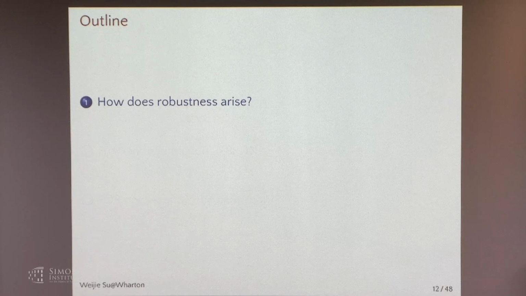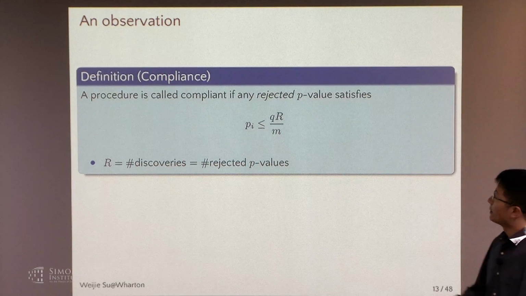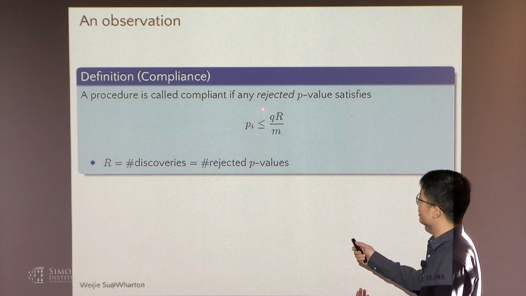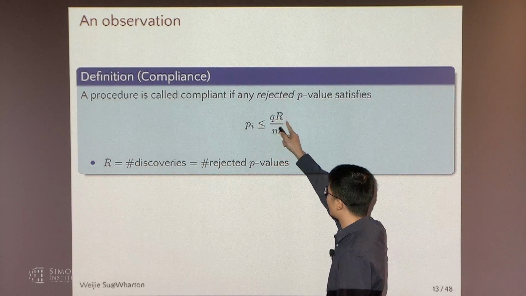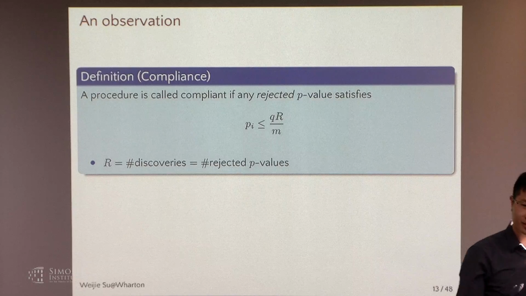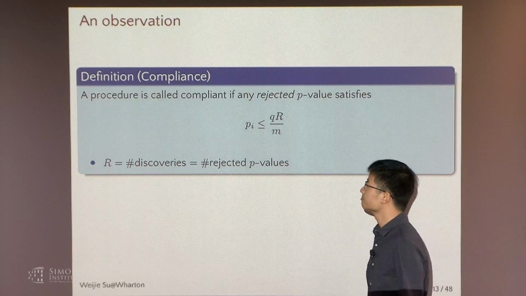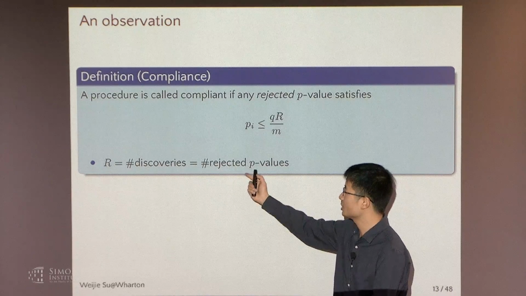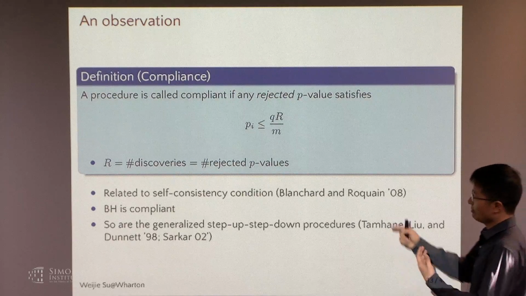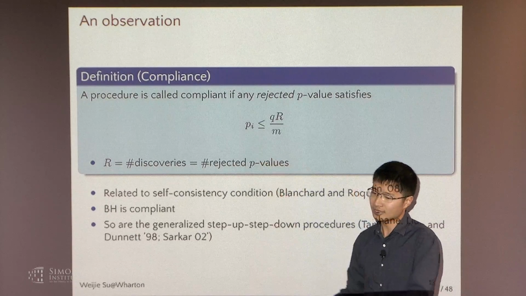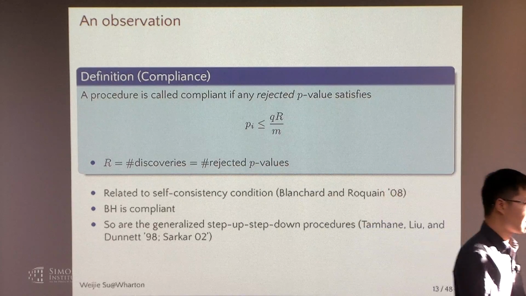So first part, how does robustness arise? This is the condition, very simple. A procedure is called compliant if any rejected p-value, even the largest rejected p-value, is below q times R over n. So this is almost the definition of BH, right? The threshold depends on the rank, depends on how many discoveries you make. R is the number of discoveries, essentially the number of rejected p-values. However, you see in this definition, you can skip some small p-values. It's not necessarily the case that any p-value below the threshold must be rejected. No, you can skip some of them.